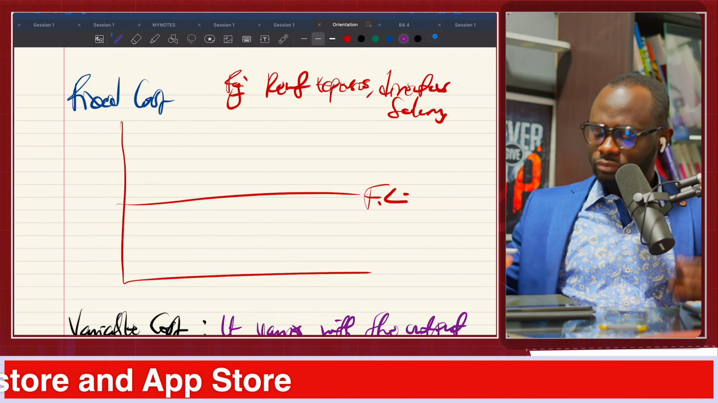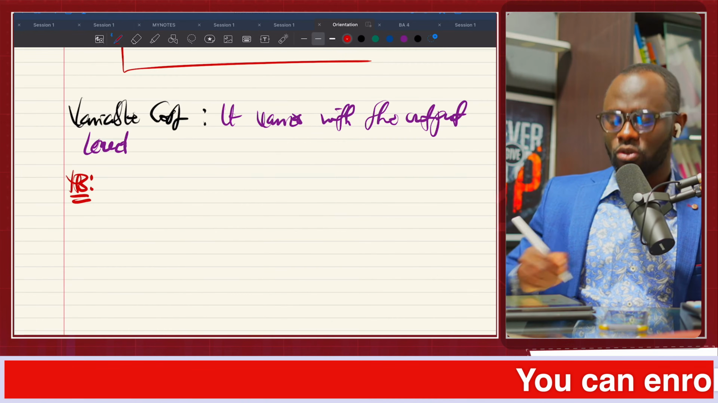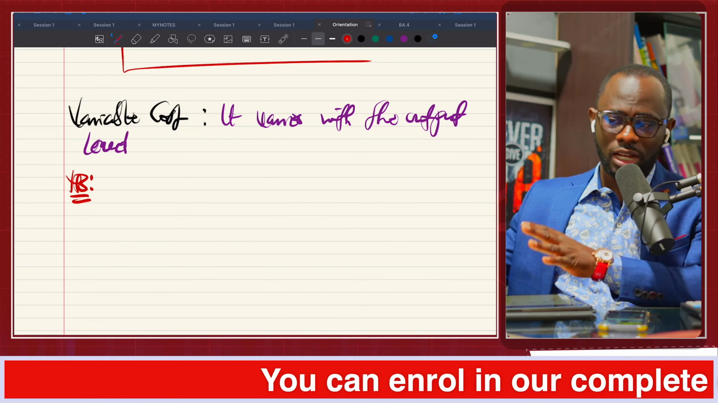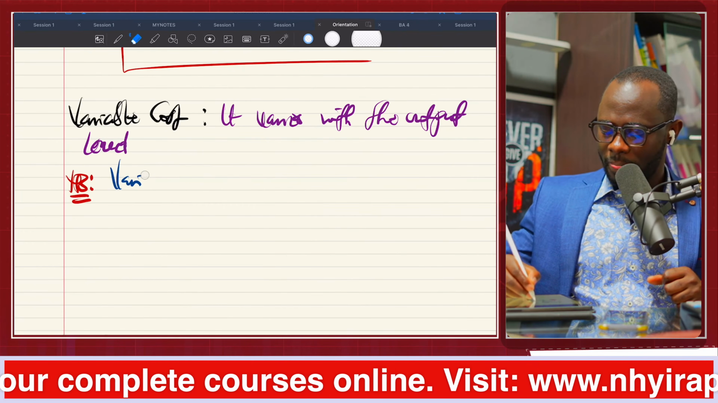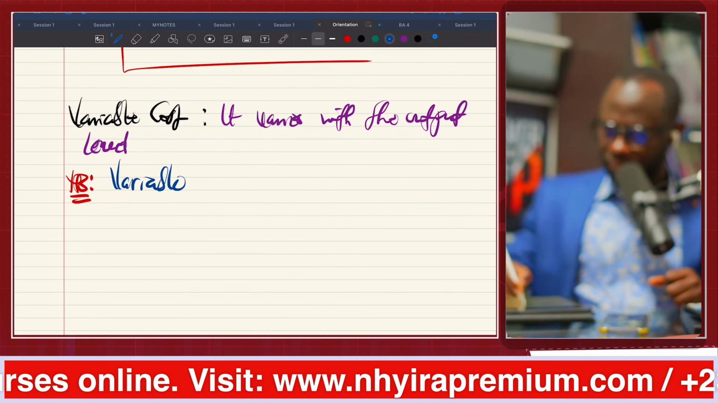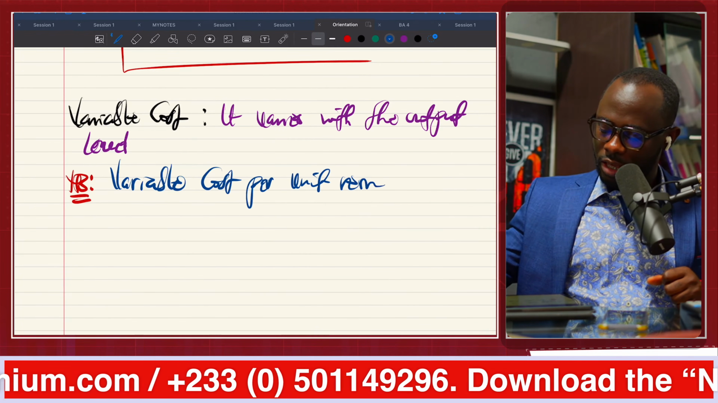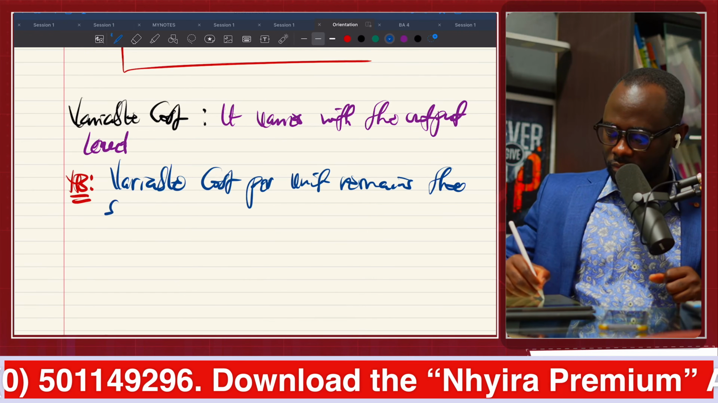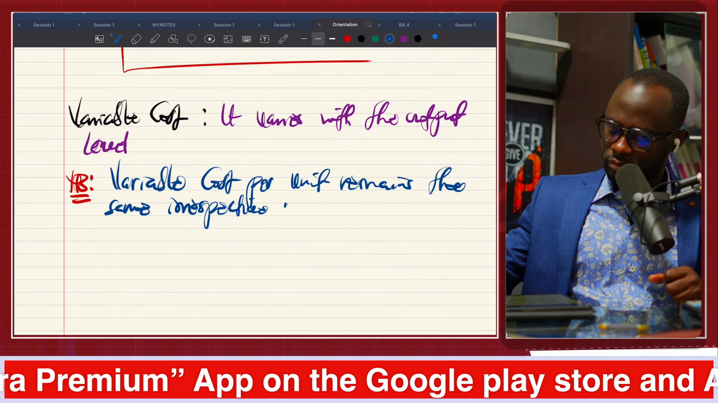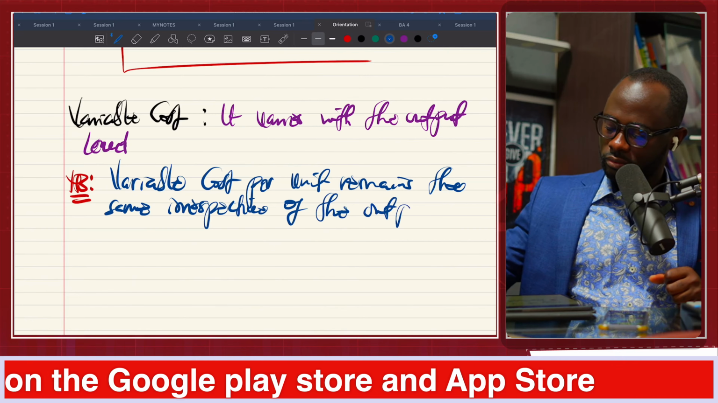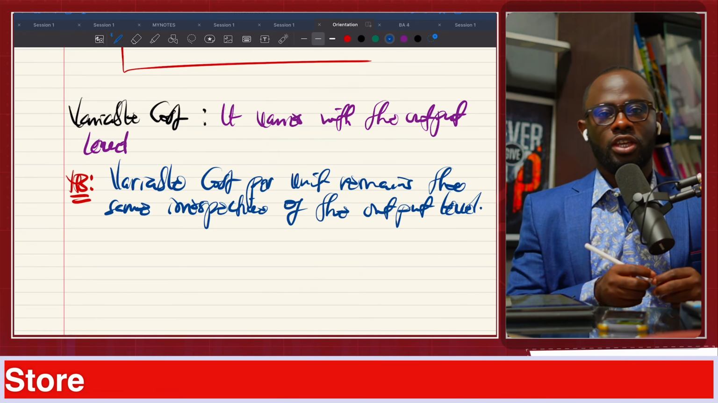So usually direct material, direct labor, and sometimes direct expenses can be considered as what? Variable costs. But there's a key concept here that I want you to understand, because this is going to set the tone for a lot of the things in management accounting, and that is: variable cost per unit remains the same irrespective of the output level. This is an assumption you don't want to forget.